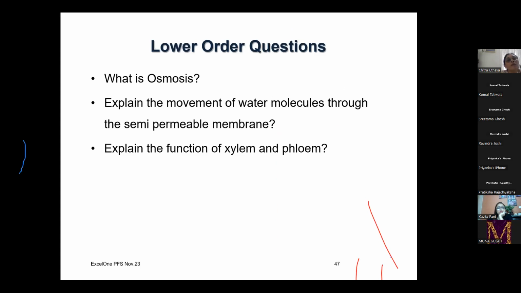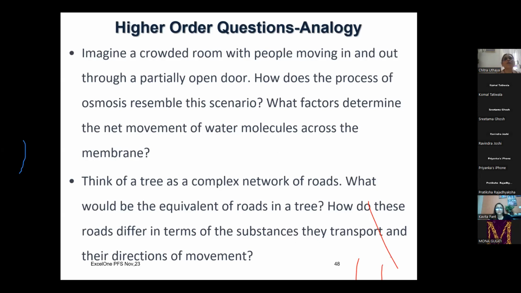Again, these are some lower order questions. What is osmosis? Explain the movement of water molecules through a semi-permeable membrane, or explain the function of xylem and phloem. All lower order questions that we would generally ask. Now, how do we change it using an analogy into a higher order question? So imagine a crowded room with people moving in and out through a partially open door. How does the process of osmosis resemble this scenario? What factors determine the net movement of water molecules across the membrane?